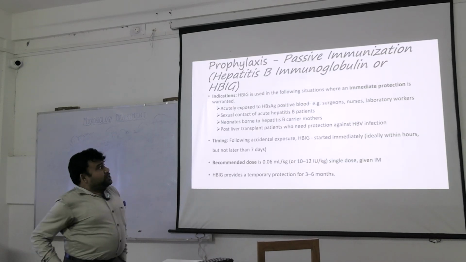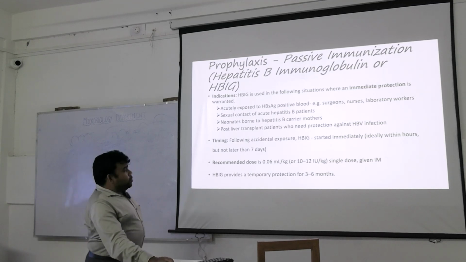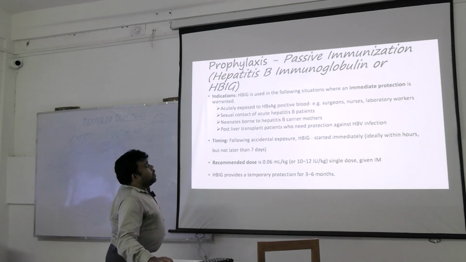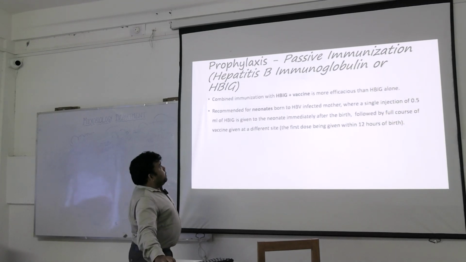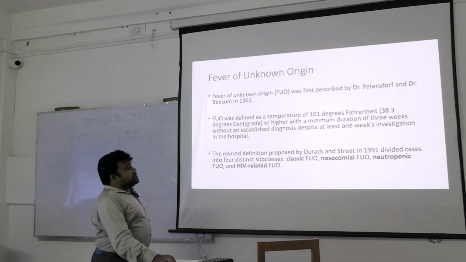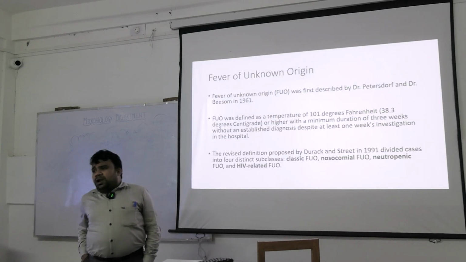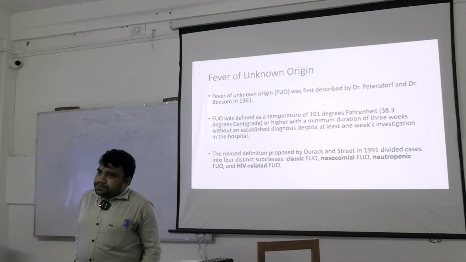Now, passive immunization can be given by immunoglobulin. There is a specific dose of 0.06 ml per kg. Combined vaccination is important. Okay, that was all about hepatitis.